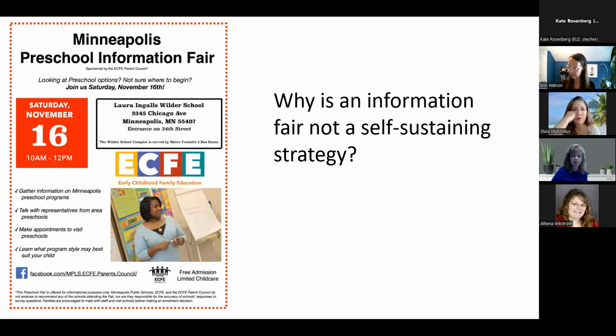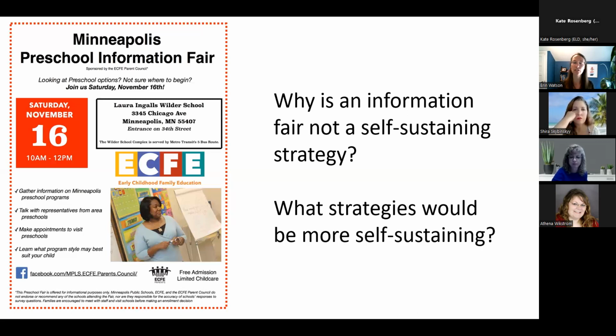So what might a more self-sustaining strategy that's trying to get information about preschool and other things out to families be? How might you reimagine an information fair strategy to be more self-sustaining?